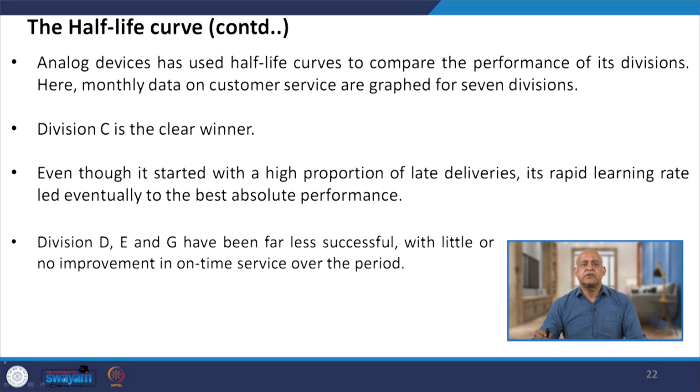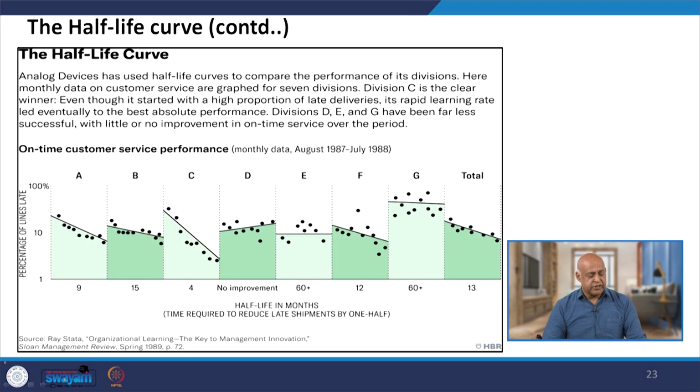Analog Devices has used the half-life curve to compare the performance of its divisions. Here is monthly data on customer service, graphed for seven divisions. Division C is the clear winner. Even though it started with a high proportion of late deliveries, its rapid learning rate led eventually to the best absolute performance. Divisions D, E and G have been less successful, with little improvement in their services over the period of time. This is the exhibit which you can see.